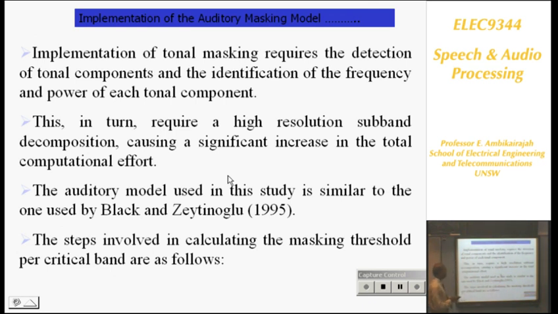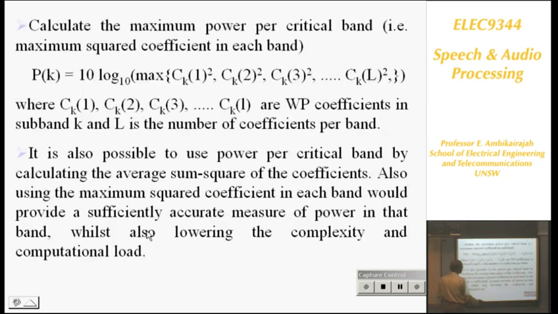How do you implement them? We can use various models. We have a model by Black, which is an impact model for auditory masking. You can use Tahr's model, which won't give the optimum compression, but it's still good enough for your mini project. These are the steps involved in calculating the masking threshold.